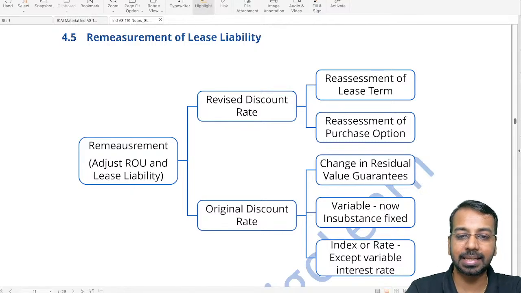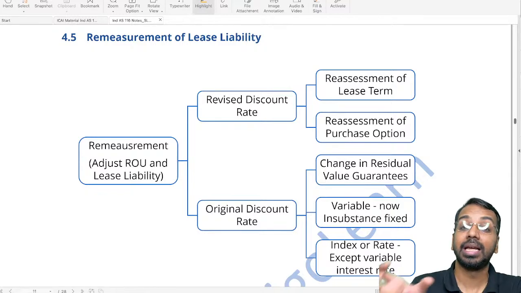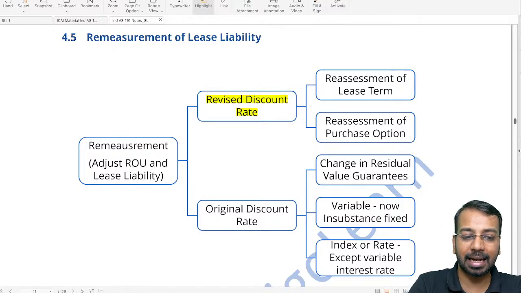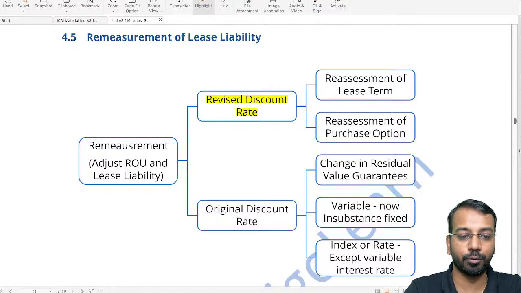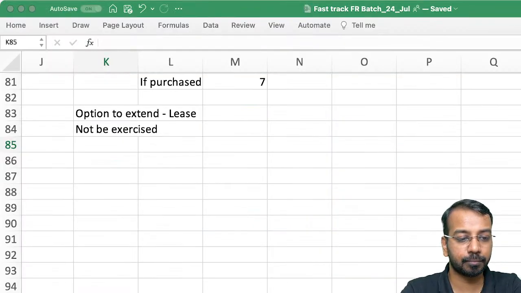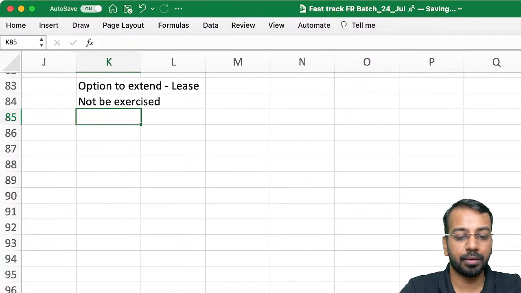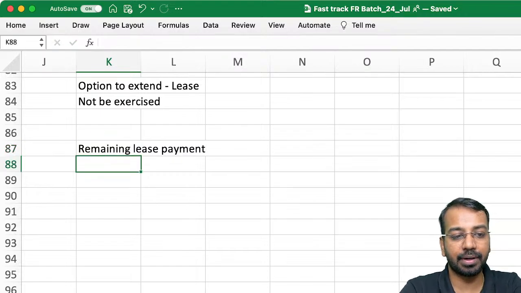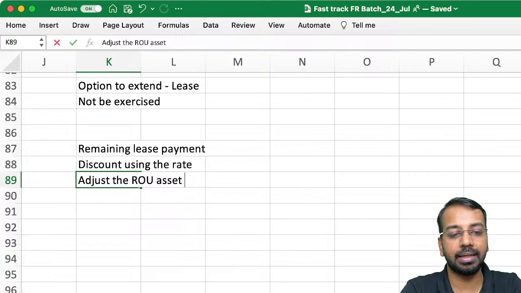If this happens, like reassessment of lease term or reassessment of purchase option, then we will use the revised discount rate and recalculate the right of use asset and lease liability. Basically, I'll just show it here. We will take the remaining lease payments, discount them using the rate, and adjust the ROU asset and lease liability by that.